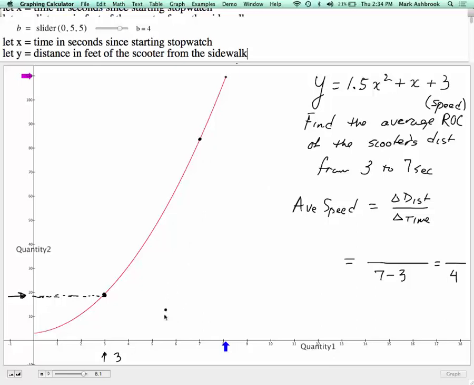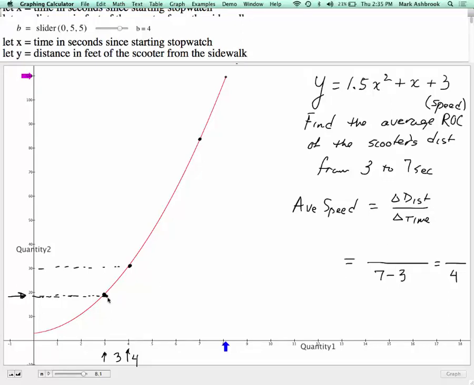Right. So this is a big deal because students do this all the time, and maybe your inclination was to do this. If you put 4 into this equation, it doesn't know what you're thinking that number is. It's thinking it's an x value, and an x value is time since we started the stopwatch. That's what you just put in, and so it's going to crank out the corresponding distance at 4 seconds. Is that the same as the change in distance starting at 3 seconds, ending at 7 seconds?